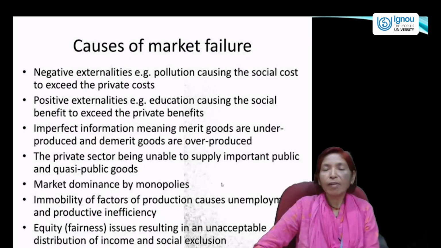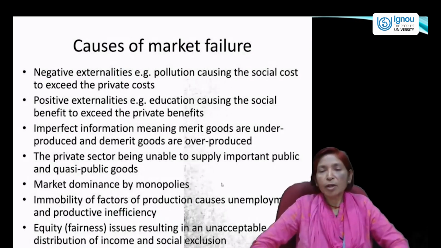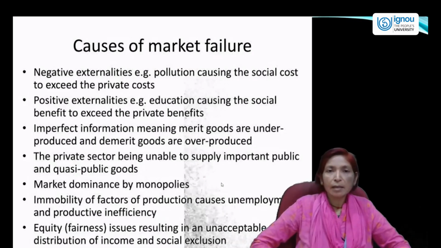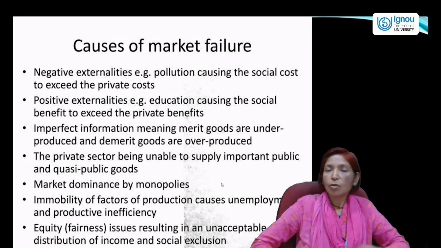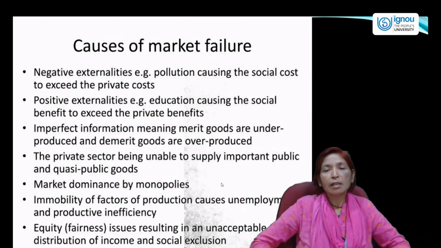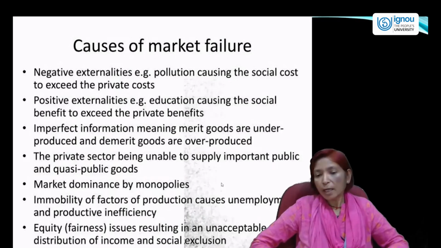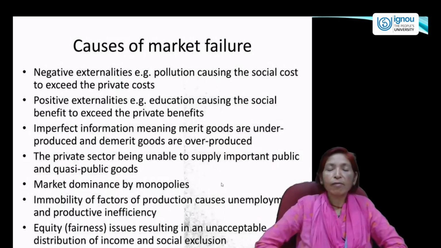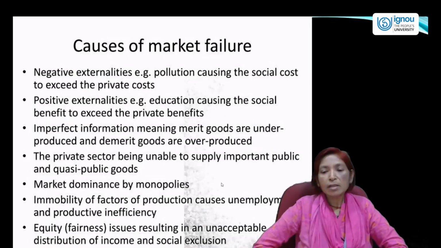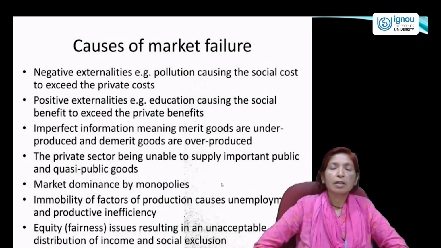Next is immobility of factors of production. We know that factors of production are immobile, like land. Land can't be shifted from one place to another, and without the interest of the labor, you can't move labor from one place to another. And capital, in which we take heavy machines and heavy technologies, can't be shifted from one place to another. So due to immobility of factors of production, it causes unemployment and productive inefficiency, which is a cause of market failure.